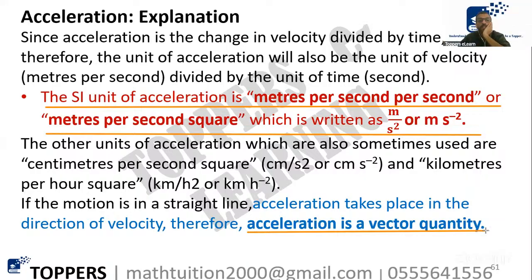So acceleration takes place in the direction of velocity. Whatever the direction of velocity is, that will be the direction of acceleration. So acceleration has a direction itself, not only magnitude. Since it has a direction, we call acceleration a vector quantity. Noted? Yes, sir. Okay.